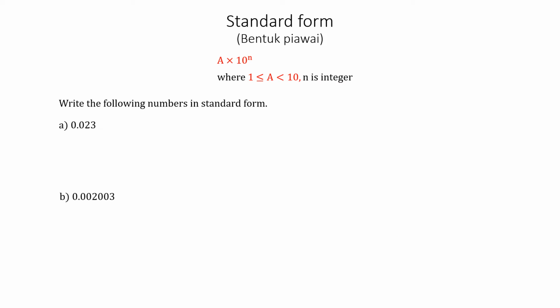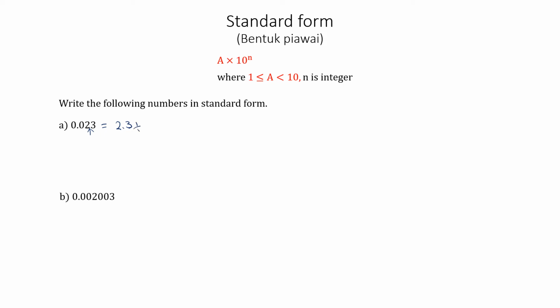For these questions, the value is less than 1, but the concept is still the same. Need to write the number between 1 and 10. So I need to move the decimal to here, 2.3. So I must make it 2.3, so it's between 1 and 10. This number, 2.3, is bigger than 0.023. So we need to divide it with a number so that it becomes smaller.